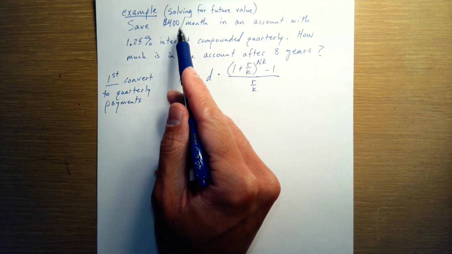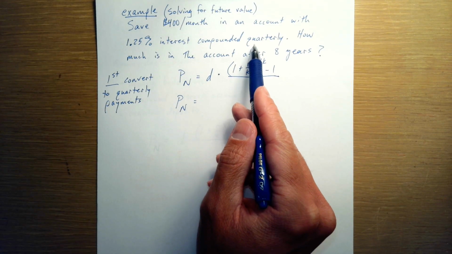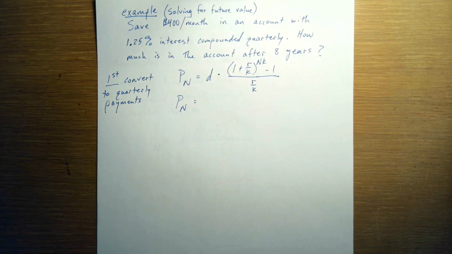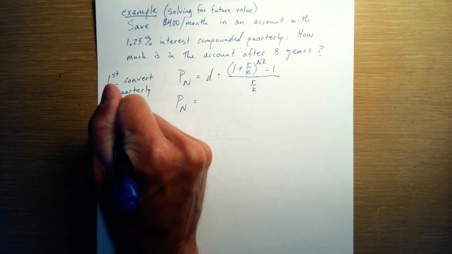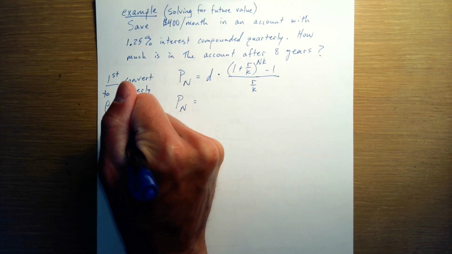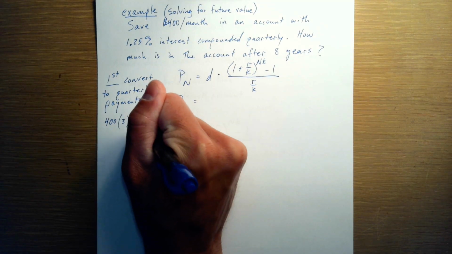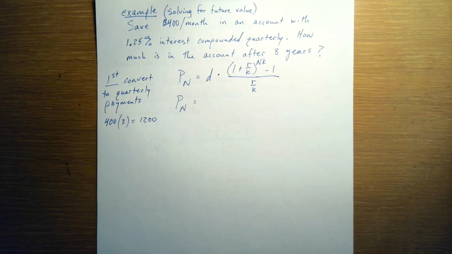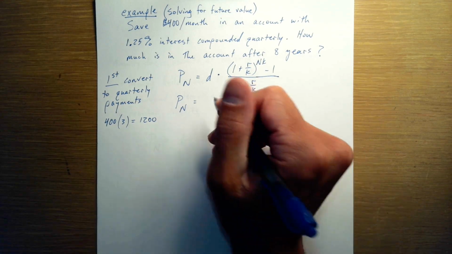So that's fairly straightforward. If we save $400 per month, but we want to know how much we save per quarter, a quarter is a fourth of a year, so that's 3 months. So I need to take my monthly payment, 400, and multiply by 3. So I get 1,200. So my deposits are actually 1,200 per quarter. And that's how I consider them, not 400 per month. So now we can plug this stuff in.